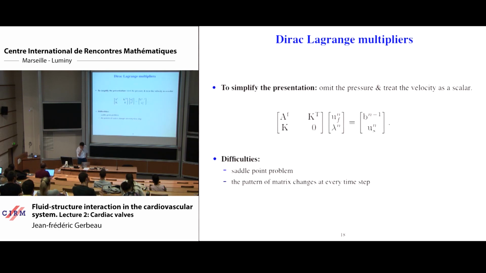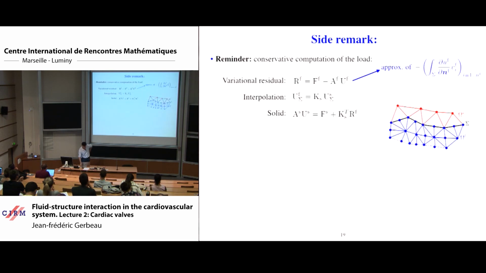So if I just simplify the notation, denoting the velocity unknown just by U, okay, I drop the pressure for simplicity. So at the end, you get this kind of saddle point problem to solve. Okay, K is the interpolation matrix, lambda is the Lagrange multiplier, and U denotes the fluid unknowns. So this is the saddle point problem, so with the traditional difficulties of saddle point problem. And there is another difficulty here, that the pattern of the matrix is changing, because when the valve moves, okay, the pattern change, of course. So it's a practical difficulty.